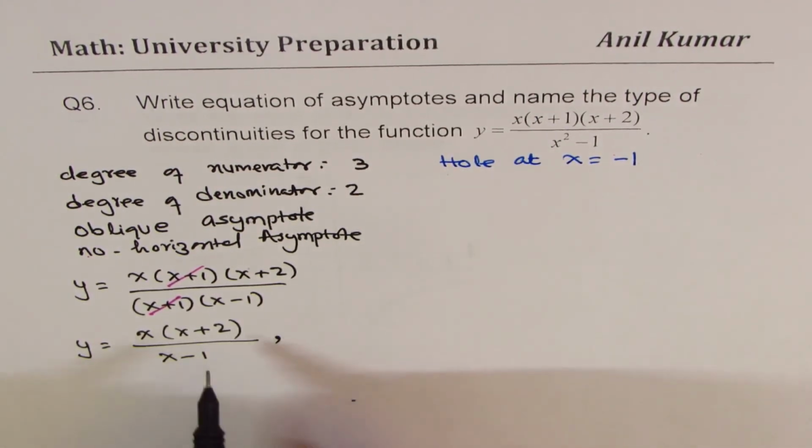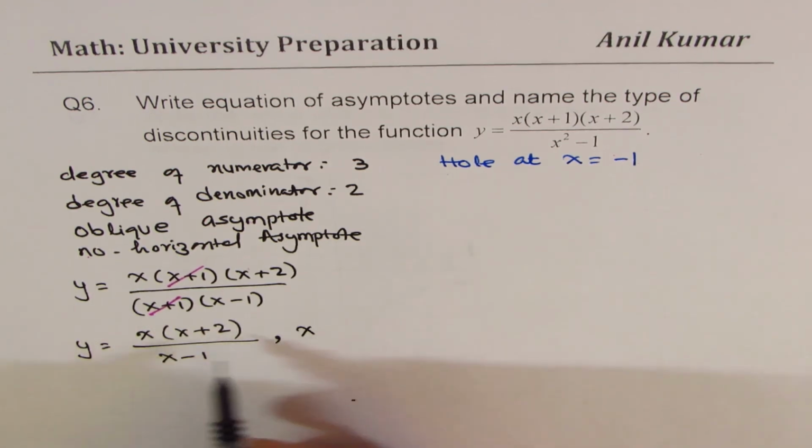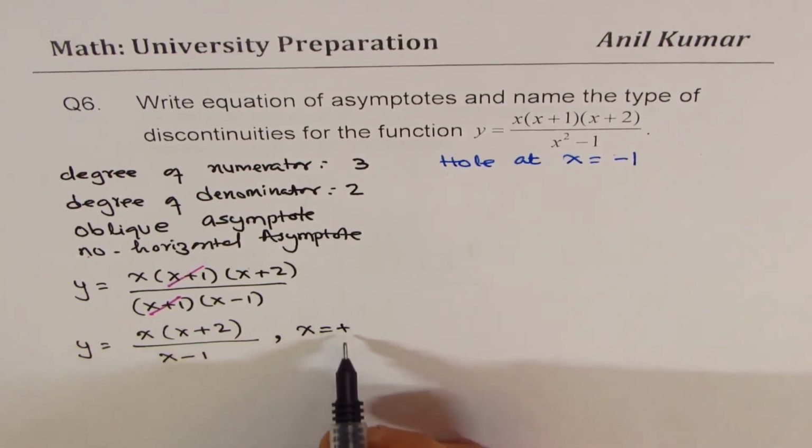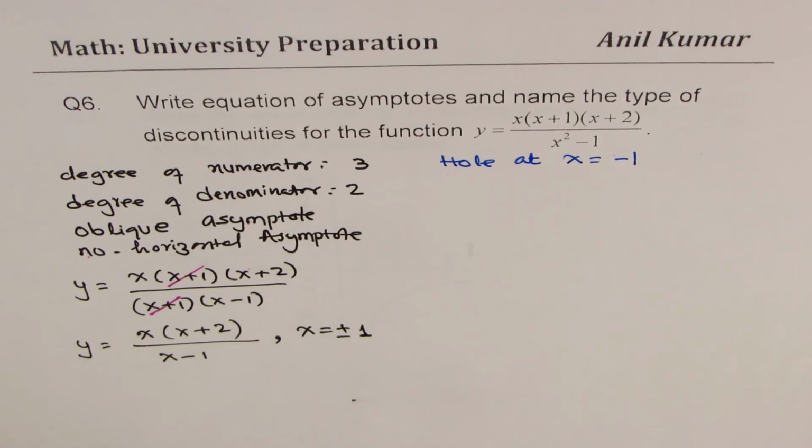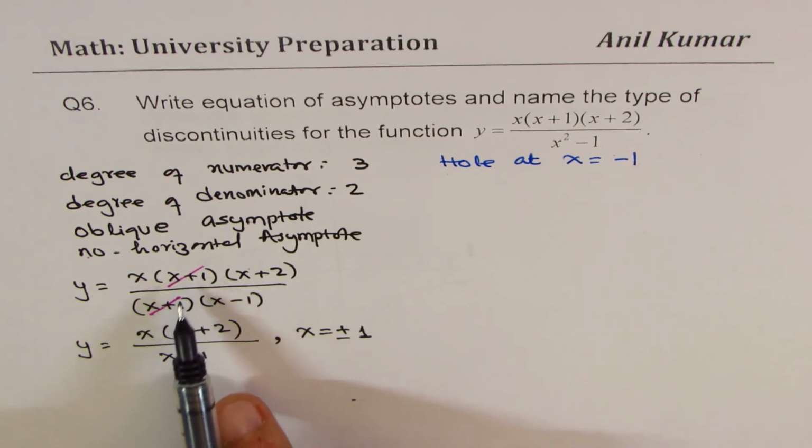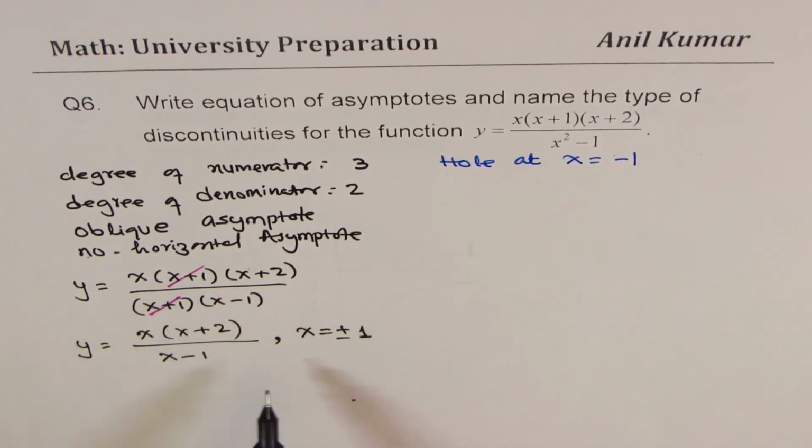Now it's always a good idea, whenever you cancel, to write restrictions also. So let me write x is not equal to plus or minus 1, right? Whenever you're working with rational functions, try to give restrictions, especially when you cancel some factors. Otherwise, they are not equivalent. Now we need to find the oblique asymptote. How do we find it?